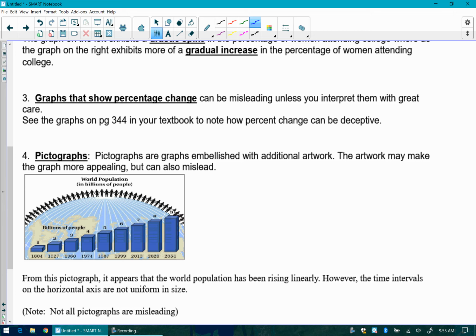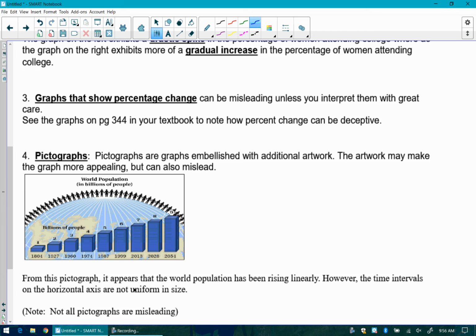Okay? And then lastly are pictographs. Not all pictographs are misleading. This one happens to be, though. Sometimes it's just the introduction of a piece of artwork, kind of like you saw with the visual distortion with the dollar bill a minute ago. Adding that picture, sometimes they don't think it all the way through. And so with this pictograph, it's trying to represent the world population in billions of people.